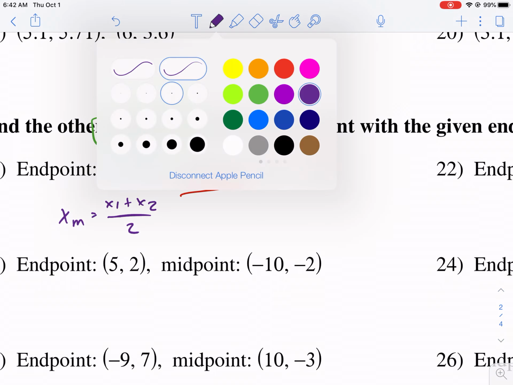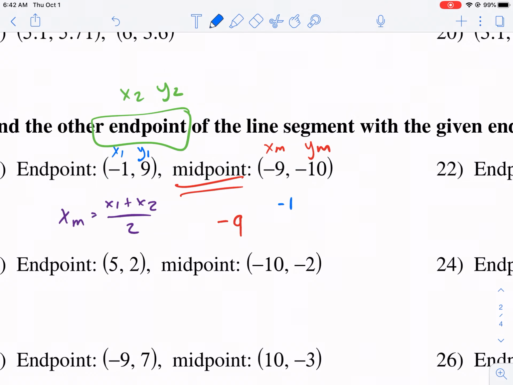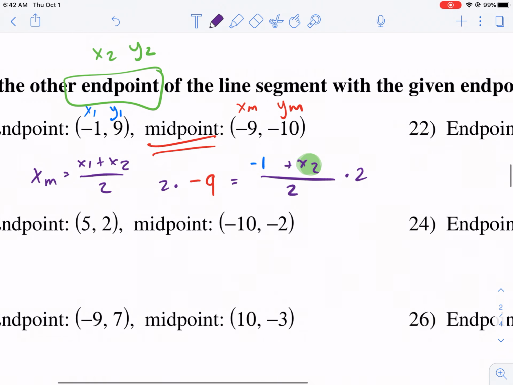So watch what I do here. I'm going to plug in -9, and I'm going to plug in -1. What is different? Well, we're going to have x2 as our unknown, and now we're trying to find x2 instead of xm. So this is different. Now we have to solve like a regular equation. It's a little bit more steps than it was before, but the process is pretty simple. We're always going to multiply by 2 to both sides to get rid of the divide by 2. So we get -18 equals -1 plus x2. So we're going to add 1. We get -17 equals x2.